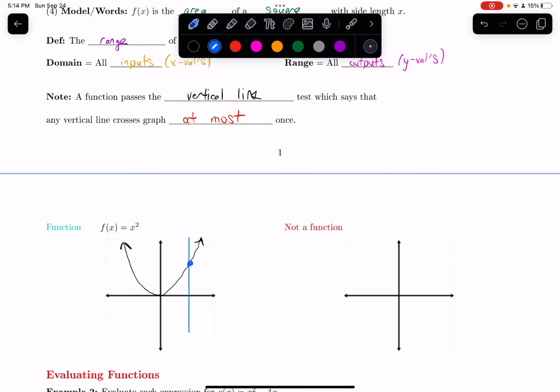If I draw another vertical line, that also crosses the graph once. So that's fine as well. It just cannot cross the graph more than one time, but at most once is totally fine. Let's draw one more. And this one also crosses the graph once, so we are fine. And it's not hard to see at this point that any other vertical line I draw is going to cross the graph one time, and that's totally fine. So that passes the vertical line test, which means this is a function.